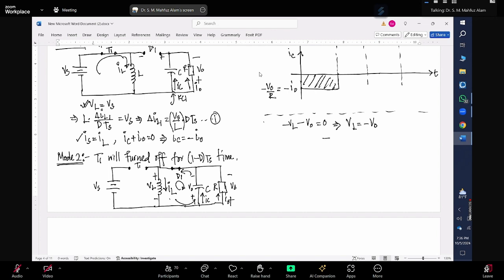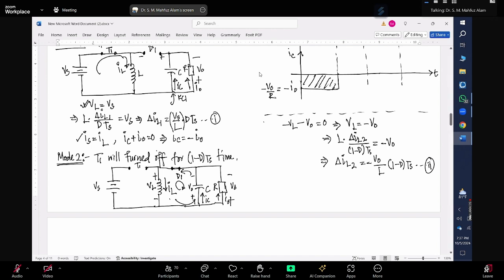So we can write L multiplied by del IL2 over 1 minus D multiplied by Ts should be equal to minus V naught, or we can say del IL2 should be minus V naught over L multiplied by 1 minus D multiplied by Ts. That should be my equation number 2.